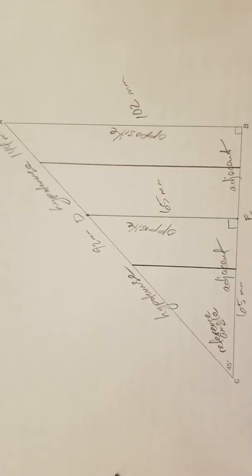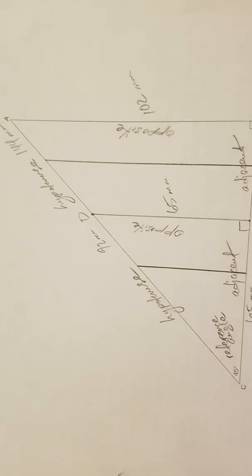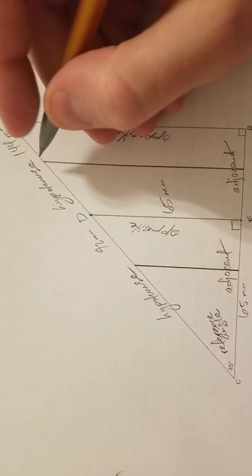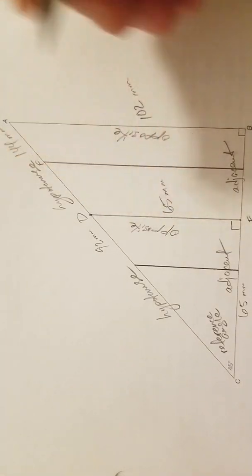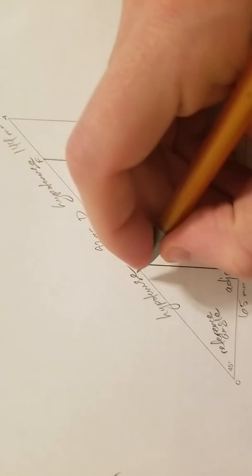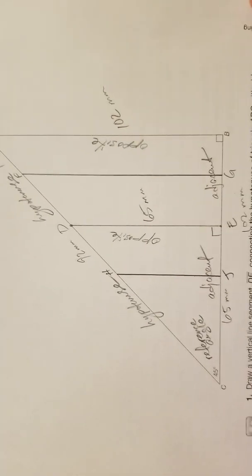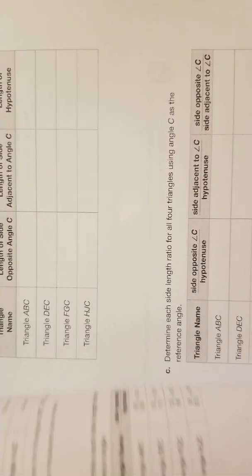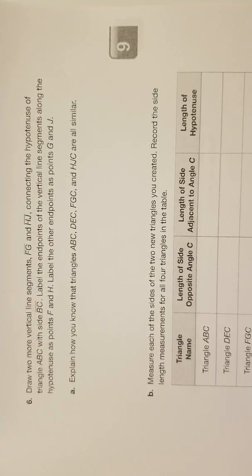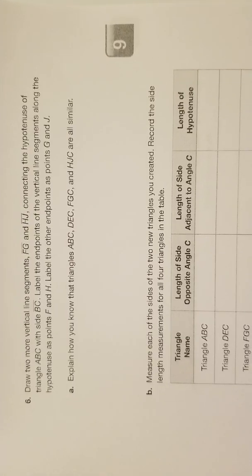Okay, and it says we needed to label those FG and HJ. Okay, let's call this FG and HJ. Okay. So I've got my two new line segments. Now it says, explain how you know that triangles ABC, DEC, FGC, and HJC are all similar.